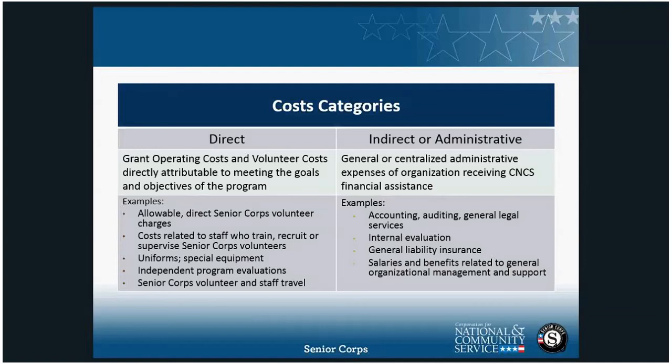As your agency develops its budget management systems, specifically the budget control process, you will want to establish clear policies and procedures for tracking and documenting these expenses.